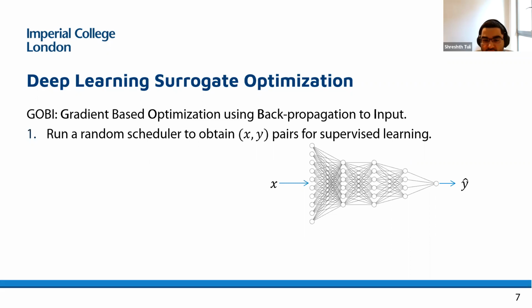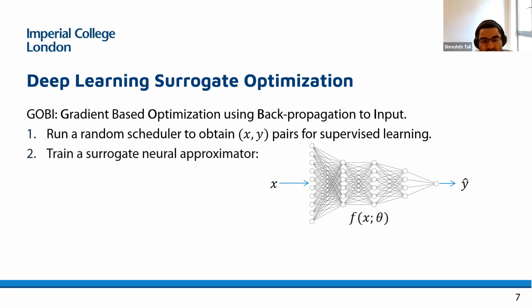We generate data where we run, say, a random scheduler to cover as much of the state space as possible to create a data set of these XY pairs, where X is the collection of scheduling decisions for each task, the resource utilization of all tasks, and the host capacities available. So X is like a state of the system. And Y here is the value of the objective score for this particular state X. We then train the surrogate model, say f(x; theta), where theta is the set of weights of the neural approximator. And we can train this model using the mean square error between the predicted and the true scores.